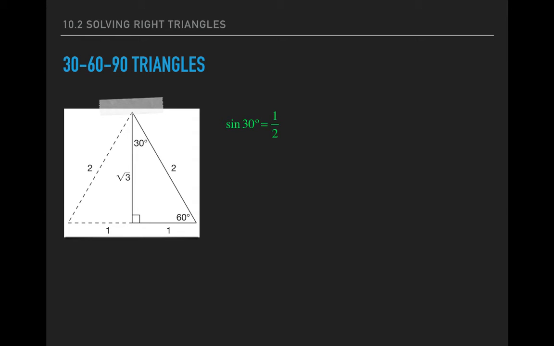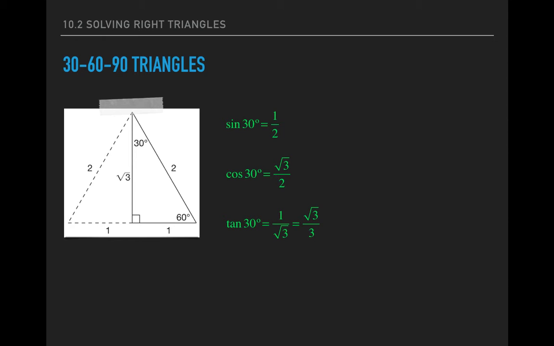Sine of 30 would be 1/2. Cosine of 30 would be the square root of 3 over 2. And tangent of 30, when you rationalize, would be the square root of 3 over 3. And I just wanted to show you here.